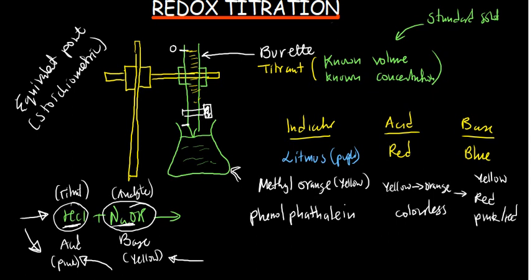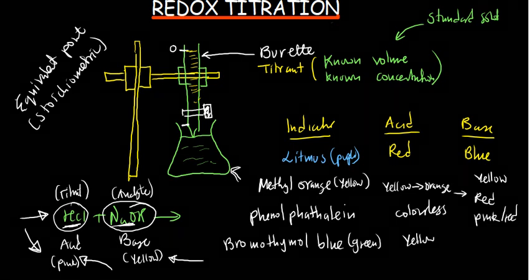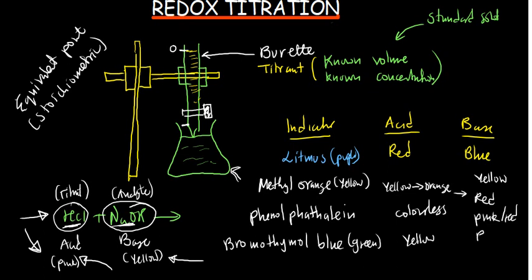Another indicator is bromothymol blue. Well, the names here are tricky. And this indicator is green. So in an acid, its color is yellow, and in a base, this color is blue. So you should be able to tell when the color starts changing to be able to tell the end point.